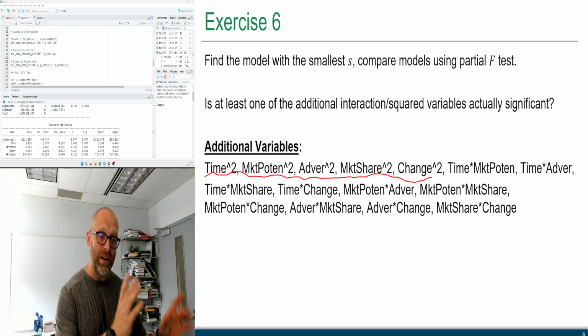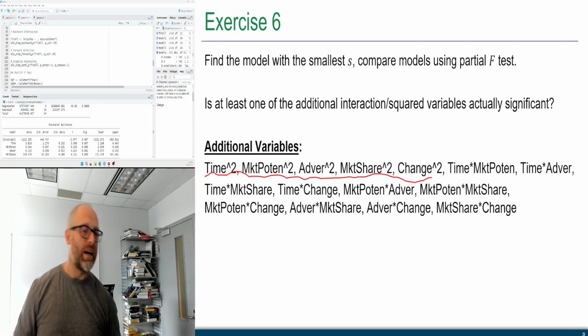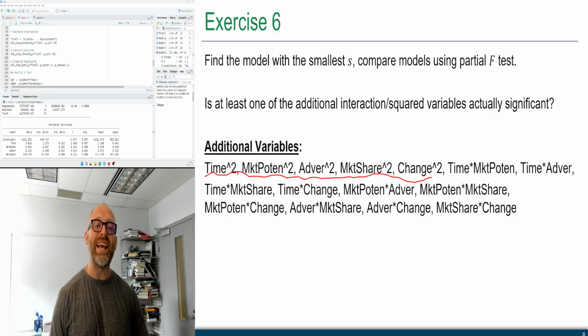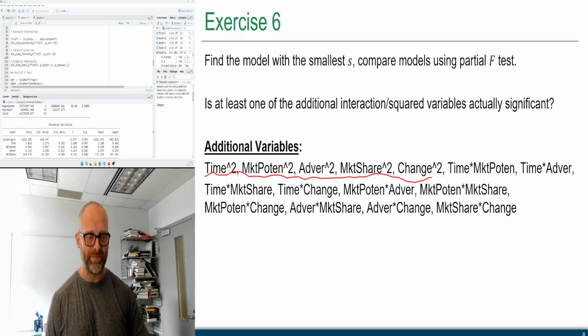These additional variables that we have right over, where is my hands going to? Right there. There we go. Those ones, not all of them need to stay in there, but we want the 5 original. So we want time, market potential, advertising, market share, and change. Those 5 need to stay. Everything else, some things we'll add in there, some things won't.